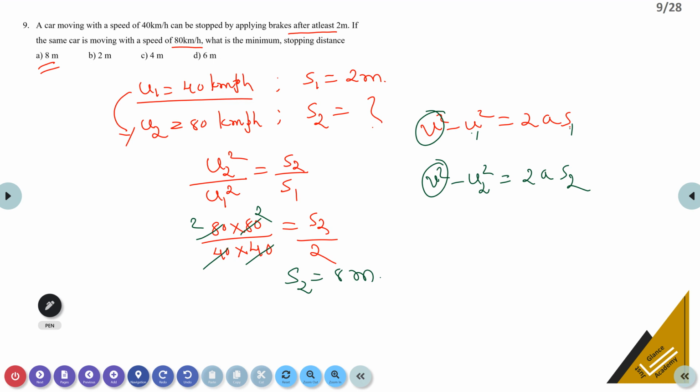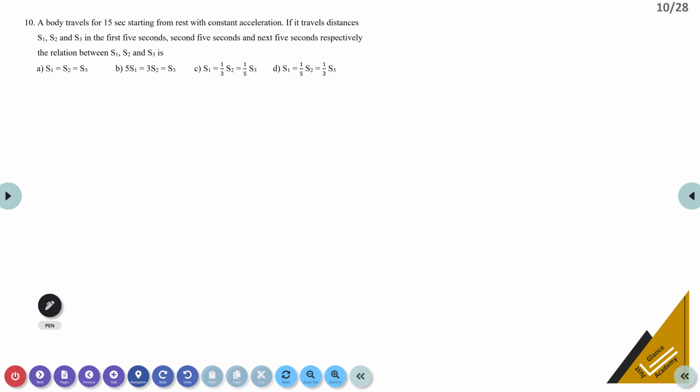In both cases, same car, same road and everything, so the retardation is uniform and the same. Or the shortcut method I told you in the regular class: the speed is increased 2 times, you square it, 4, and 4 into 2 becomes 8 meters. So this is the right choice. Next.